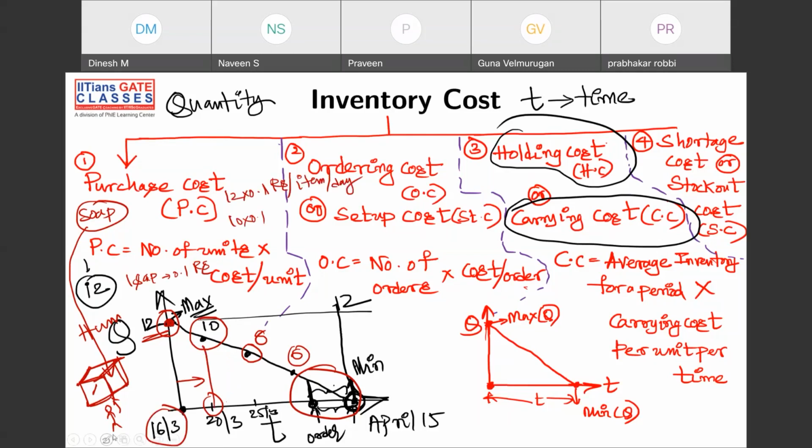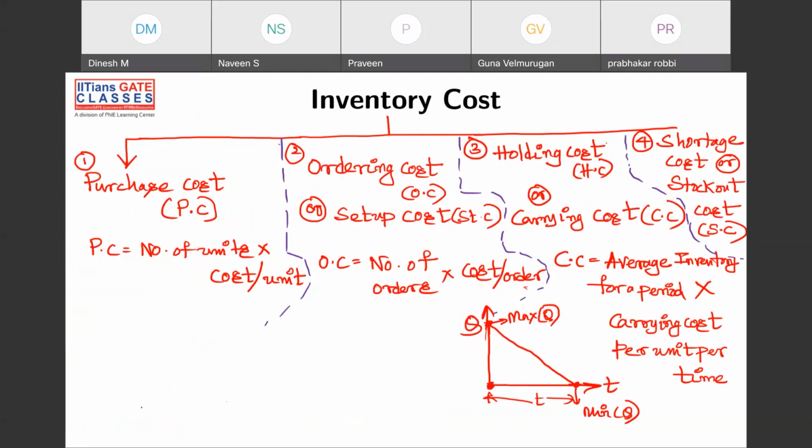Okay. So what I'm trying to say here is that as the time is proceeding, the holding cost, in the sense the storing cost, is reducing because the quantity is being reduced as the time is proceeding. That is the important point. I repeat, as the time is proceeding, the holding cost is reducing because quantity is being reduced.